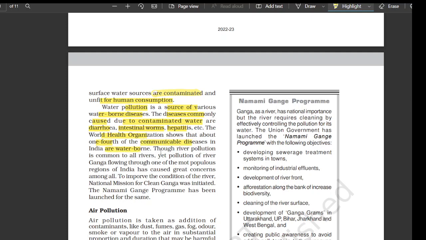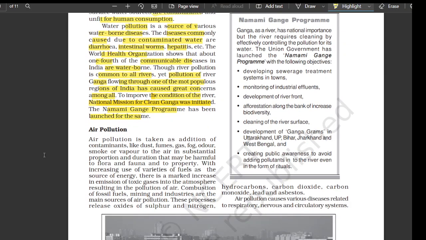Though river pollution is common to all rivers, the pollution of river Ganga, flowing through one of the most populous regions in India, has caused great concern among all. To improve the condition of the river, the National Mission for Clean Ganga was initiated. The Namami Gange program has been launched for the same.